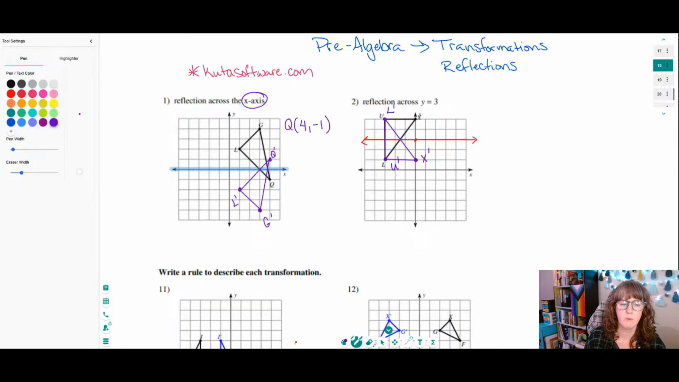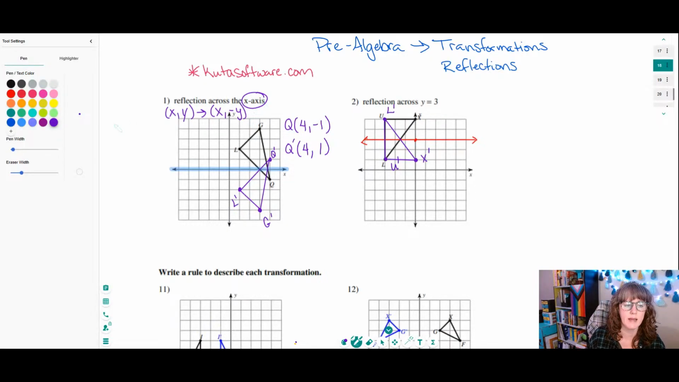So whenever we have a reflection across the x-axis, let me write Q prime here. Because now it's (4, 1) for Q prime. So a reflection across the x-axis, we start with (x, y), and that's going to change to (x, -y). So whatever our y portion is, we're just going to switch the sign.